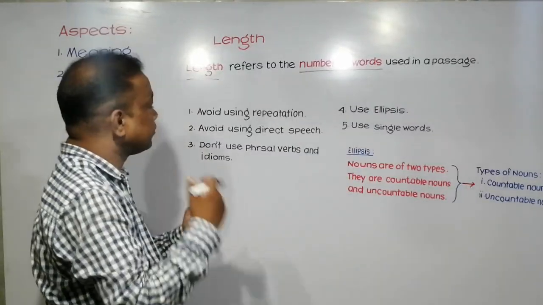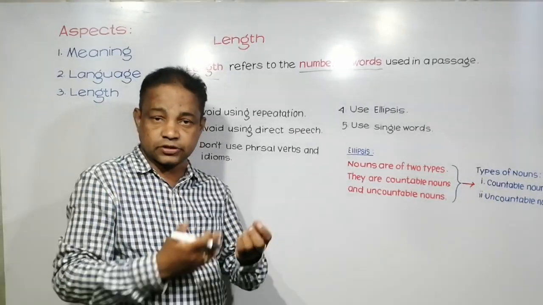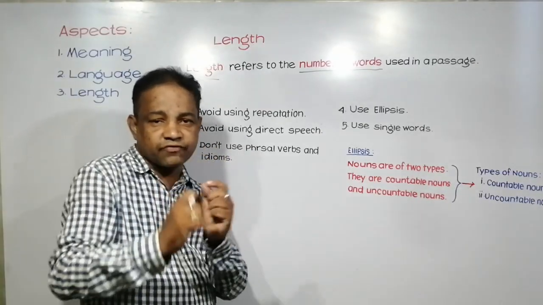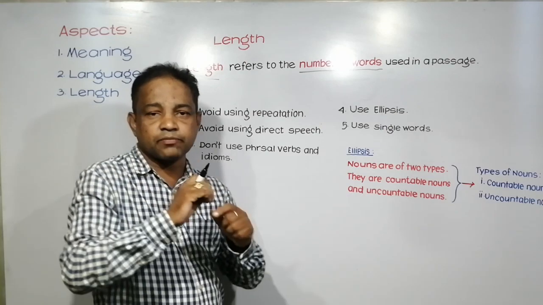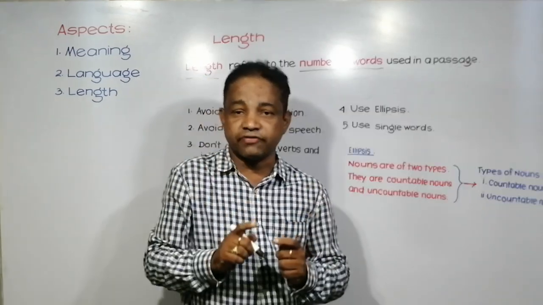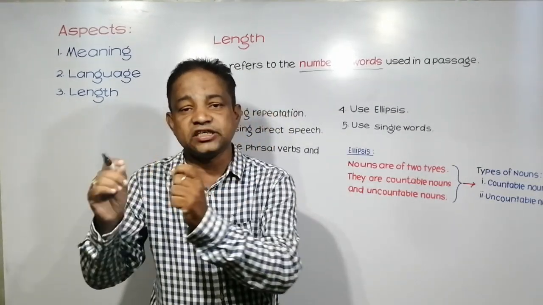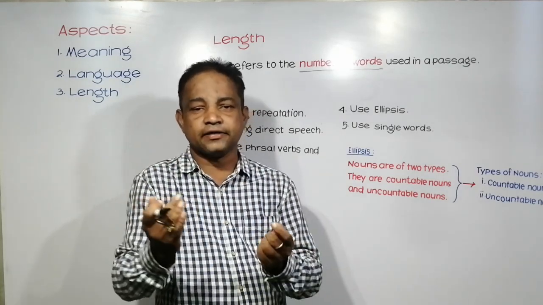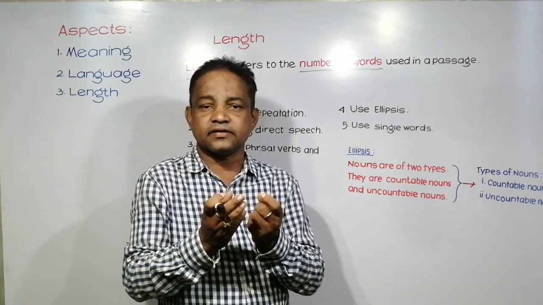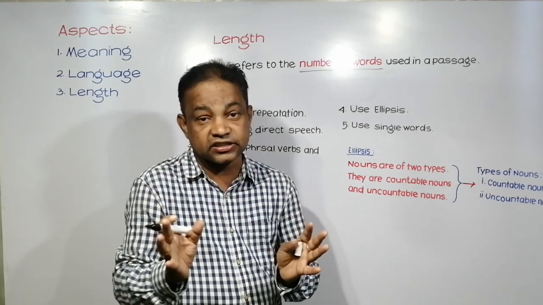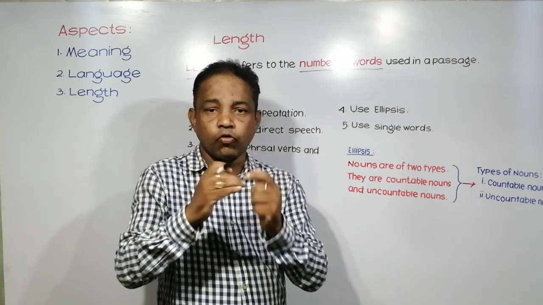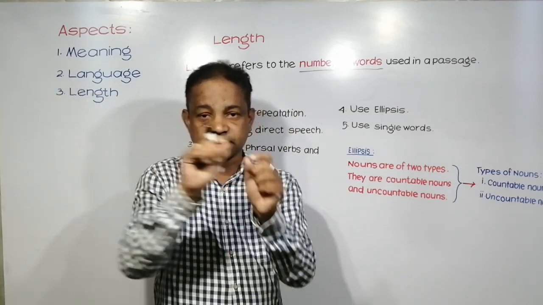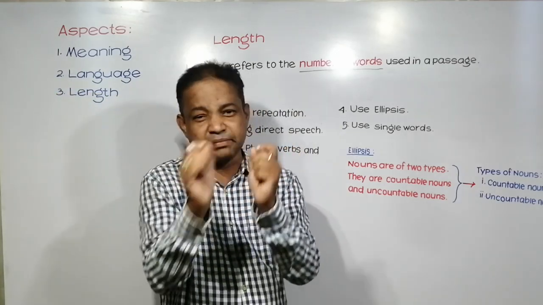Number 1, avoid using repetition. What is the meaning of repetition? Repetition means the use of a word again and again. For example, I write, my grandfather is an old man of 90 years. In this case, we find here I have repeated, my grandfather is 90 years old. Old man, 90 years. Mark it. Here we are repeating the same meaning.